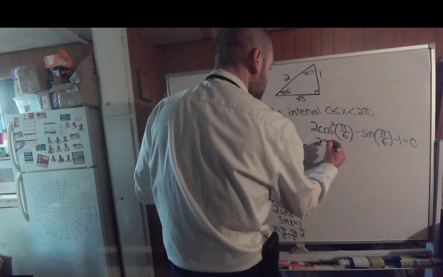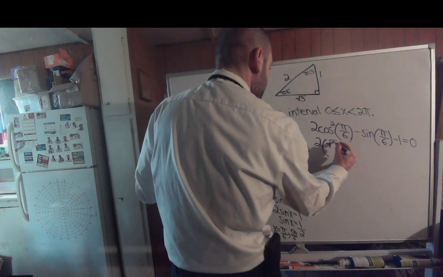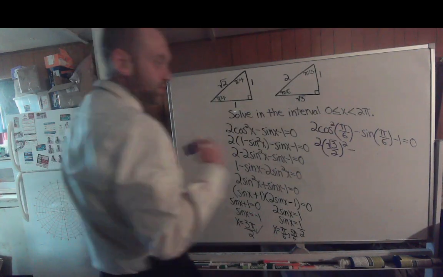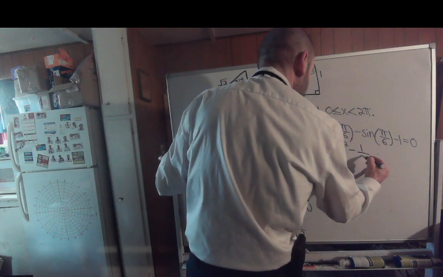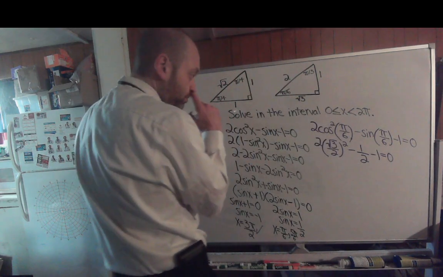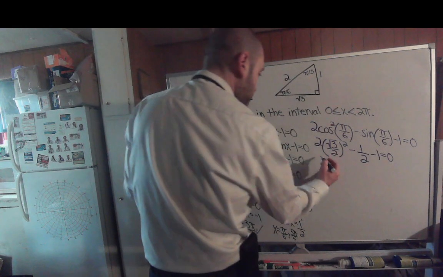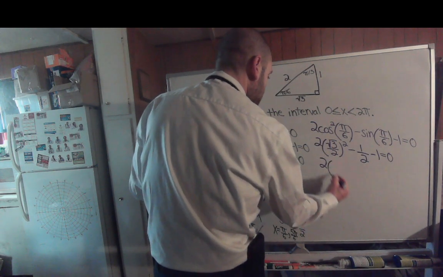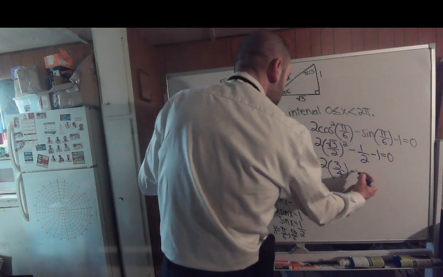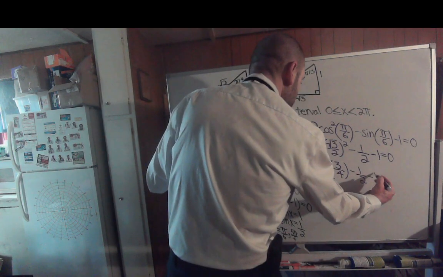So this would be 2 times the square root of 3 all over 2 raised to the second power minus, what is your sine of pi over 6? So that's minus 1/2 minus 1, set that equal to 0. Square root of 3 all over 2 squared, well, that's going to be 2 times 3/4 minus 1/2 minus 1 equal to 0.